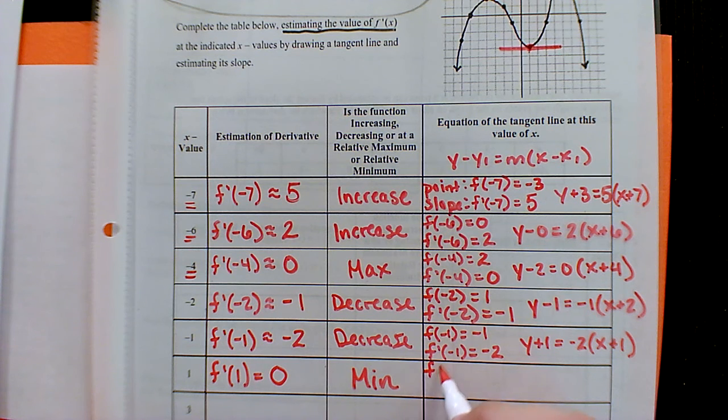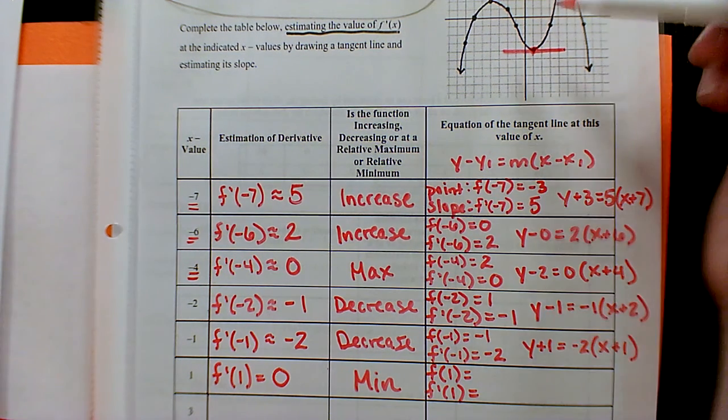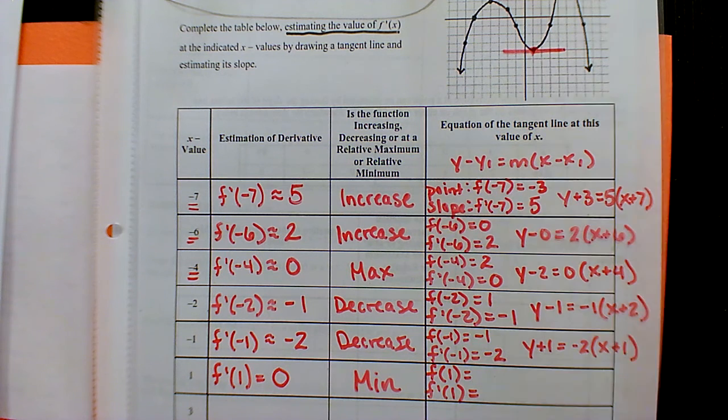Alright, so let's see. The point at 1 and the slope at 1. We need those to write our equation. Point value looks like -4. Slope value we said was 0 based off that derivative estimation. So we have y plus 4 equals 0 times x minus 1. We getting in the groove?